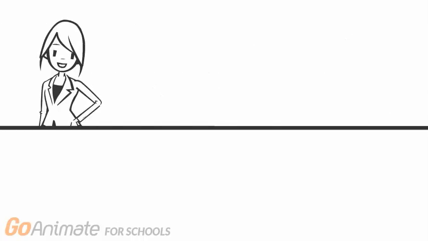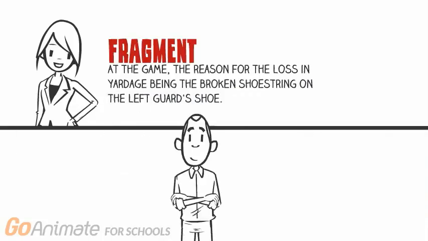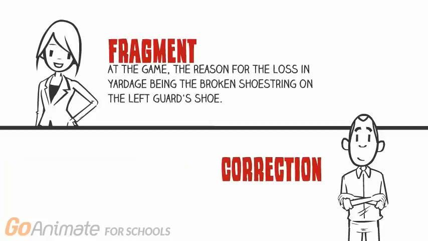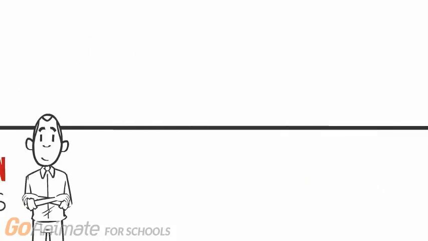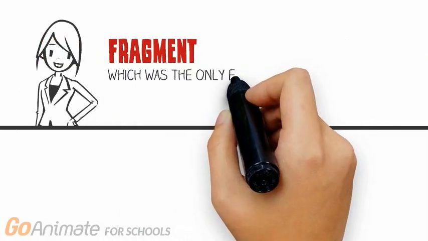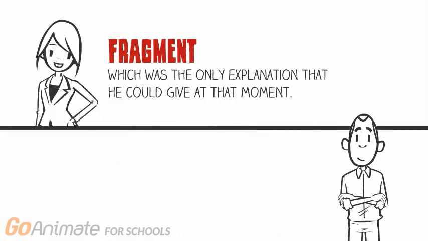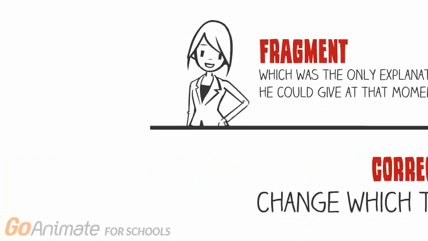Here's an example of a fragment. At the game, the reason for the loss in yardage being the broken shoestring on the left guard's shoe. Being is the wrong verb form. Change it to was and the phrase becomes a complete thought and a sentence. Here's another fragment. Which was the only explanation that he could give at that moment. This fragment is a dependent clause even though it has the subject-verb combinations which and he could give. It is not a complete sentence because it begins with the subordinating word which. Change which to it, and you now have a complete thought.